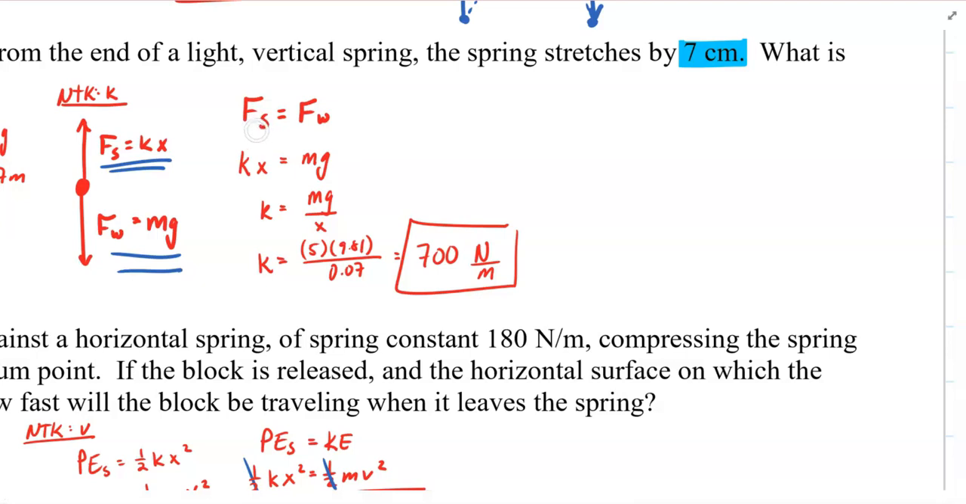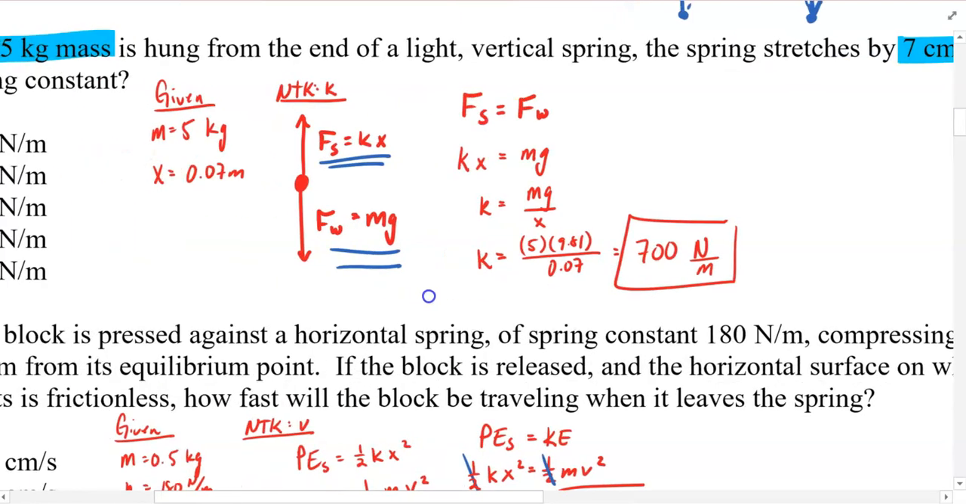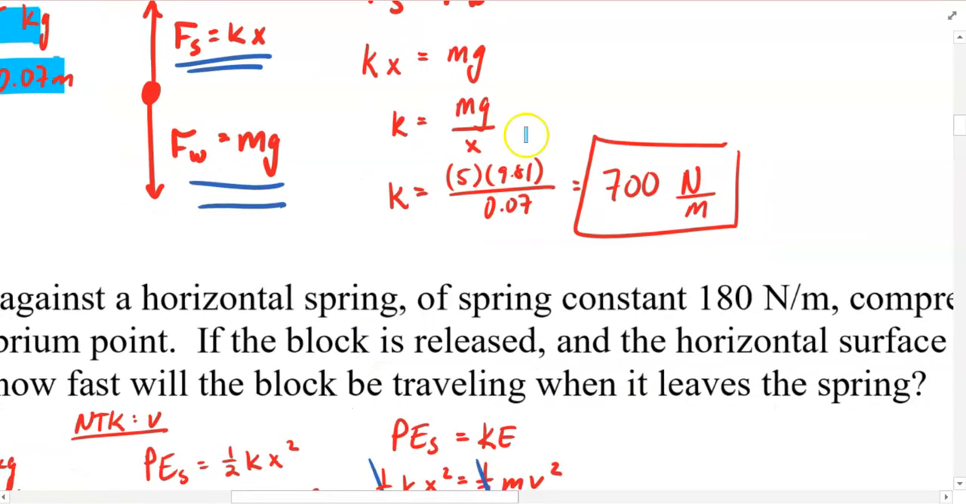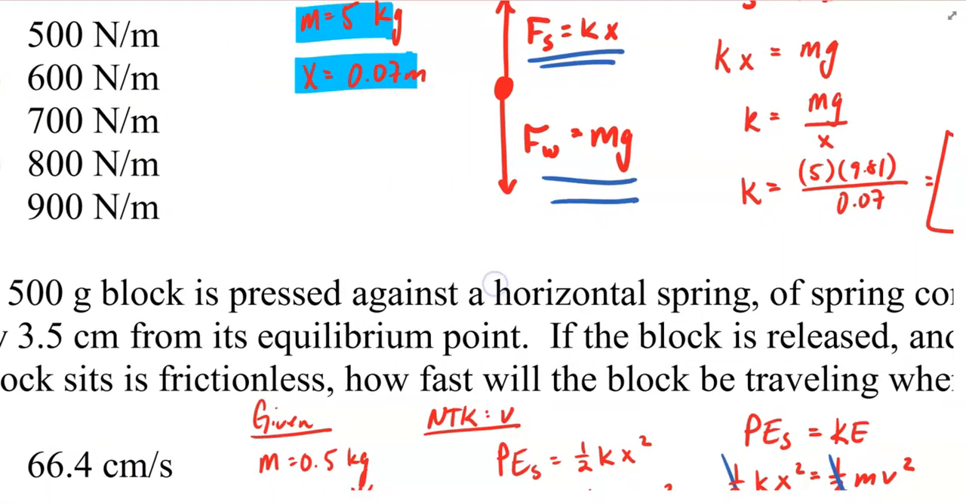So I've come to say that the force of the spring is equal to the force due to weight, and the force of weight is mass times gravity. The force in the spring, using Hooke's law, is K times X. Now we were told what X was, we were told what M was. Our job then is to solve for K, the spring constant, and if we took mg divided by X, that will isolate our K value, and when substituting the numbers in, we end up with 700 newtons per meter. And that appears to be a good choice on our list.